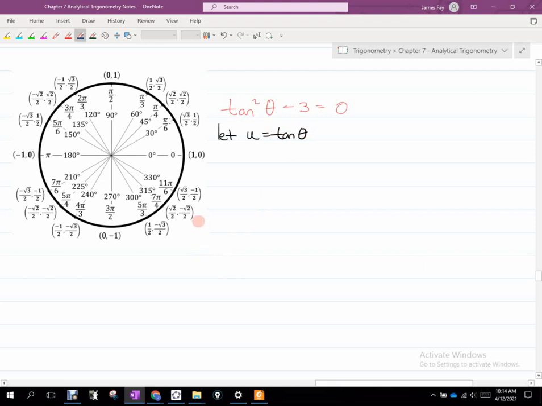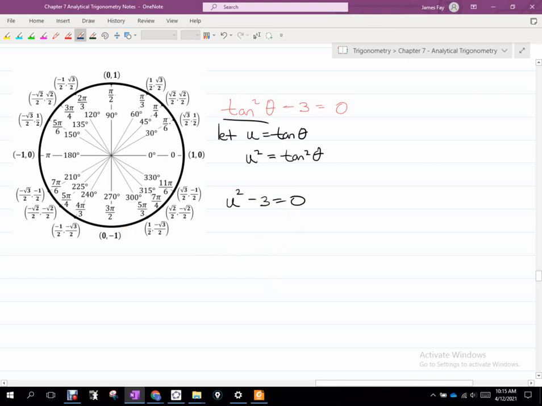If I let u equal tangent theta, what's u squared? Tangent squared theta. So then could I substitute and replace that, right? u squared minus 3 equals 0. I like to use u substitution.